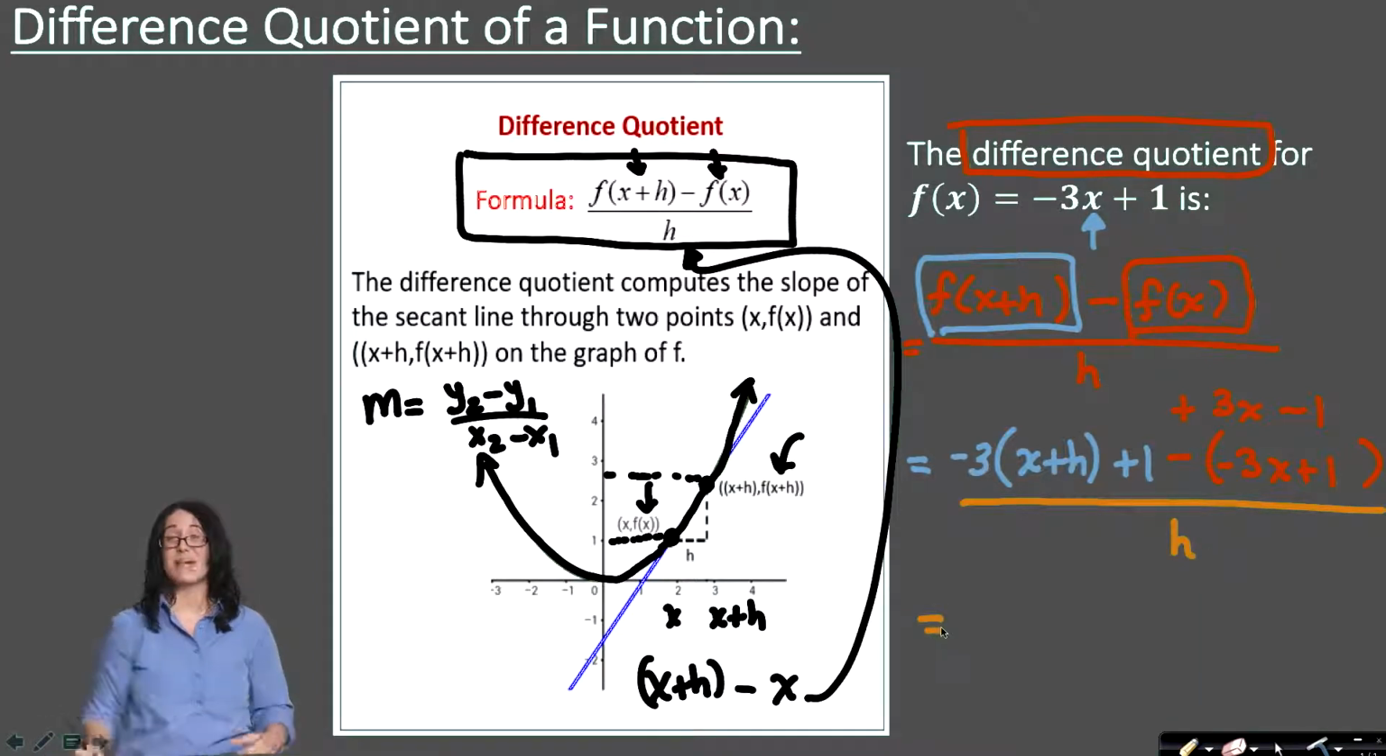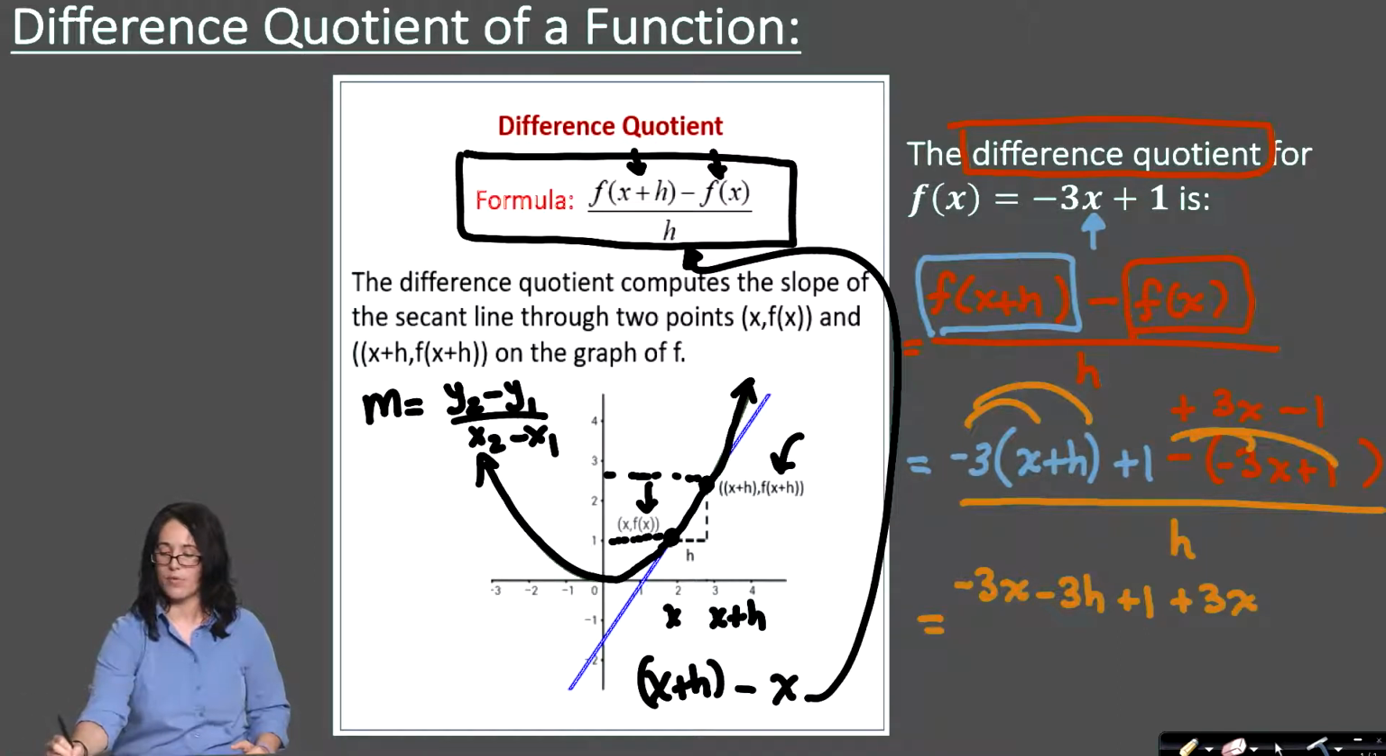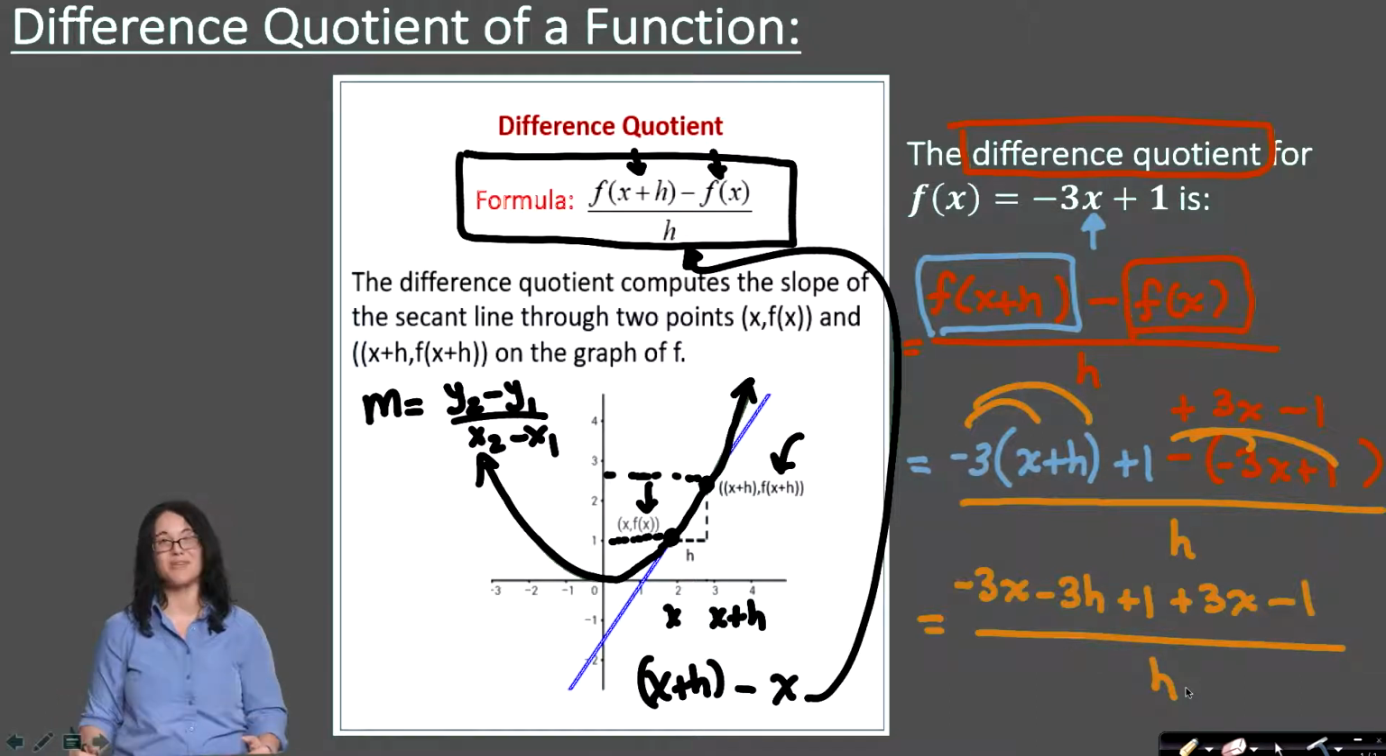Okay, last couple steps are basic algebra. Can you distribute, combine like terms, and simplify? See how you do. Negative 3 times x is negative 3x. Negative 3 times h is negative 3h plus 1. And then after distributing the negative to f of x, you ended up getting positive 3x and a negative 1, all over h. Now, what should end up happening each time you do a difference quotient problem, lots of things should cancel now, okay? So let's take a look.